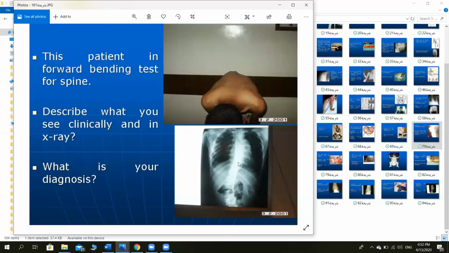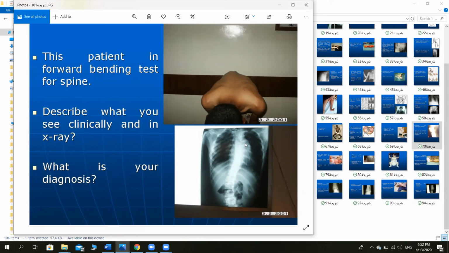And this is a patient with lateral shift or lateral tilt of the spine. This is what we call scoliosis. If the patient bends forward, the deformity becomes more clear and a hump becomes visible on the back of the patient.